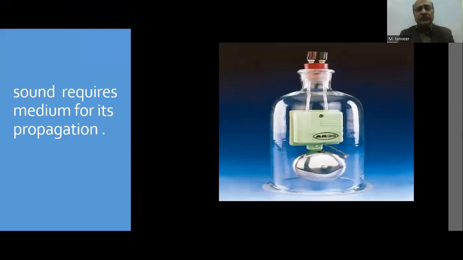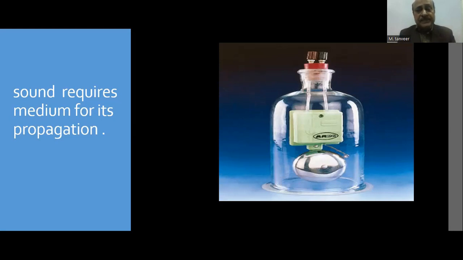For this purpose, we will perform an experiment. We take a glass jar, we hang an electric bell inside this jar. And this bell is connected to a switch. When we close the switch, we will hear the sound which is produced from the electric bell. But with the help of a vacuum pump, if we start reducing the air inside this jar, then the sound will be faint.